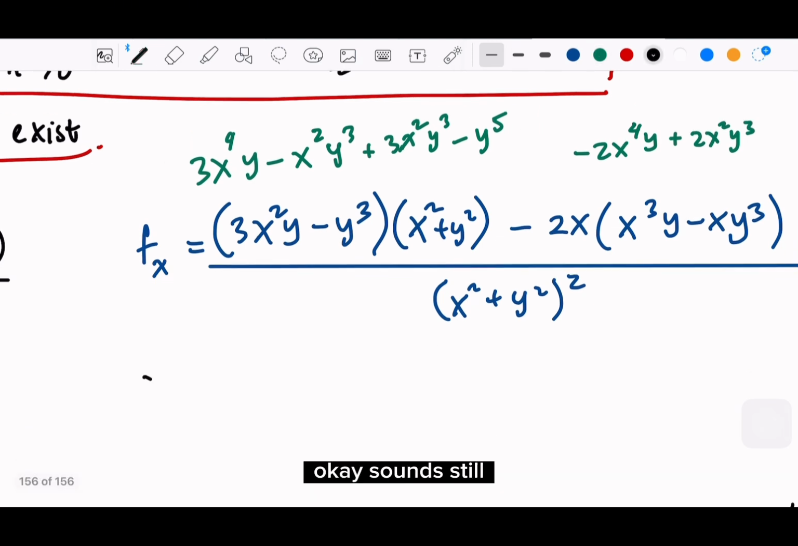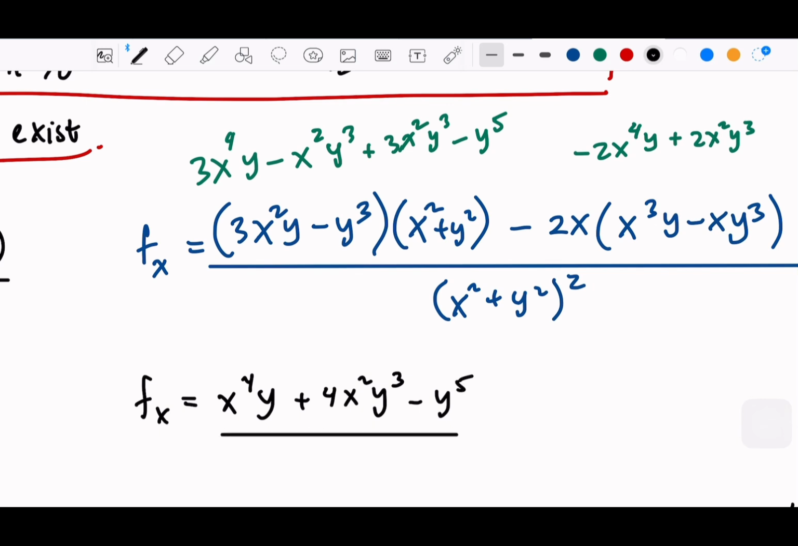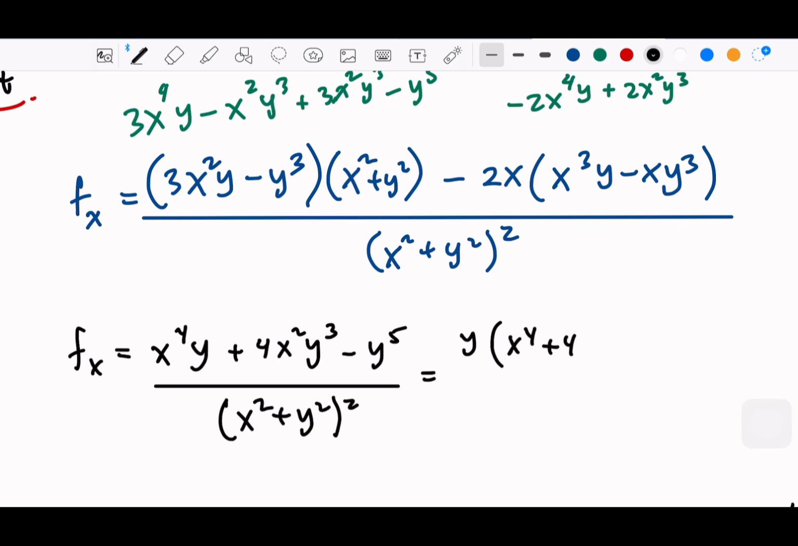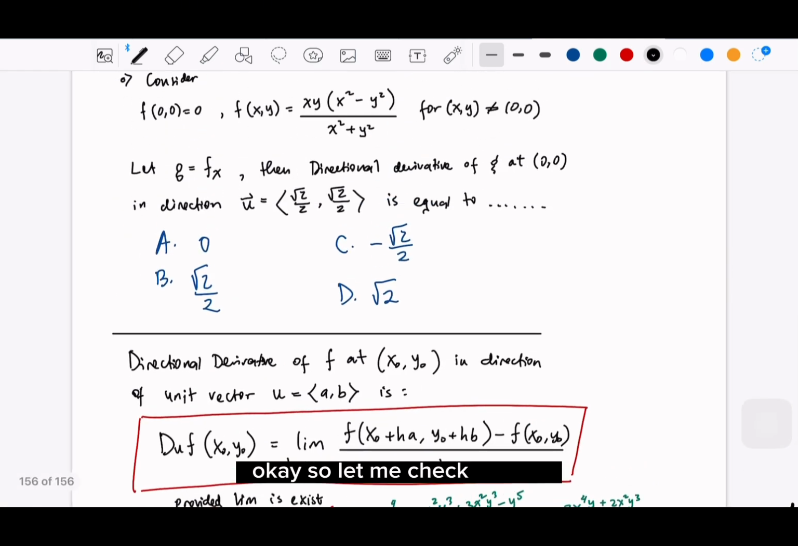Okay. This is still the same. And the second one will be what? 2 plus 2, right? Plus 4, right? And then minus y with power of 5. Okay, and then if we would like to factor out y, okay, so we have this. Okay, so let me check.